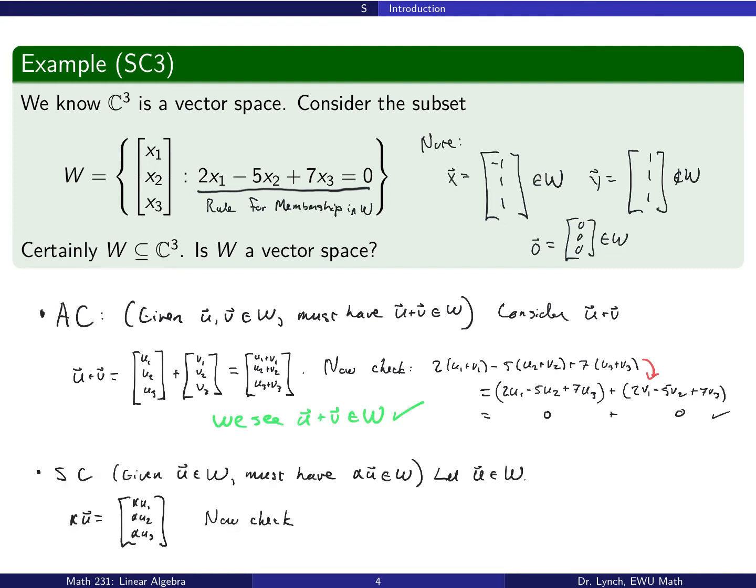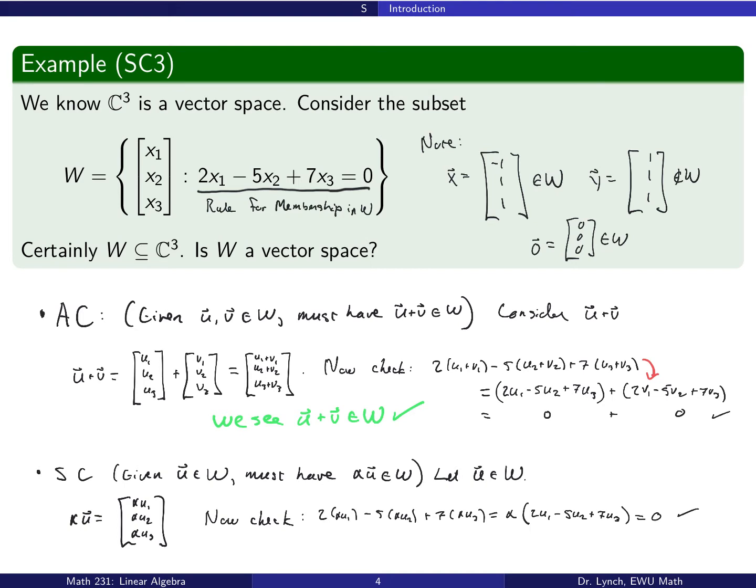It works similarly for closure under scalar multiplication. Given an element u in W, we must have alpha u in W for any scalar alpha. So let's assume that u is in the subset W and have a look at alpha times u. Of course, we know how to do scalar multiplication in C3 also. This element alpha u is going to have components alpha u1, alpha u2, and alpha u3. So it had better be that 2 times the first element minus 5 times the second element plus 7 times the third element is 0, and that turns out to be true.